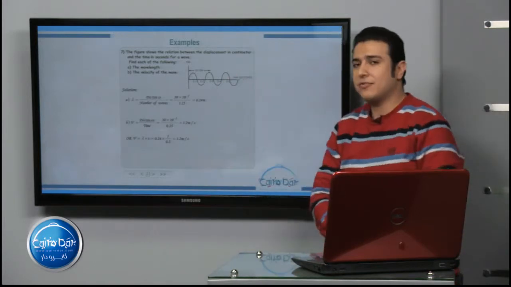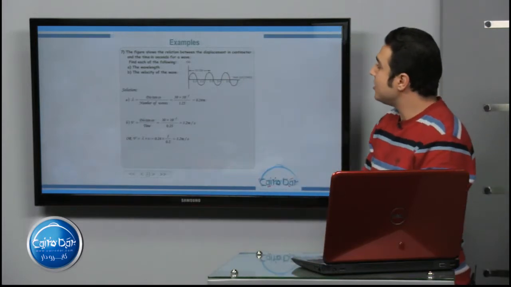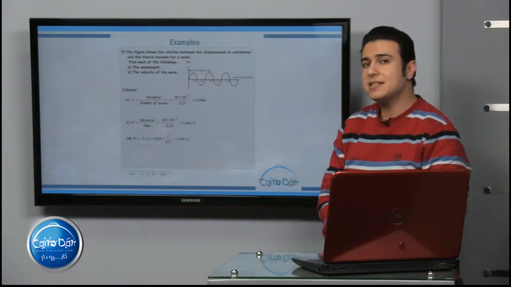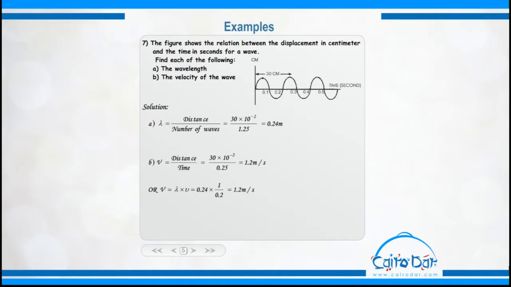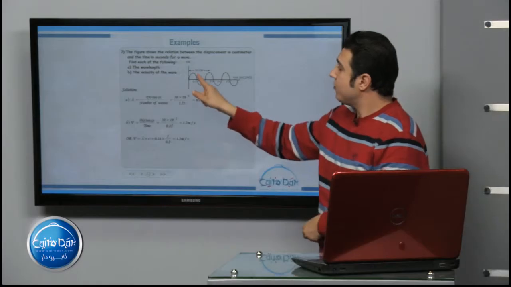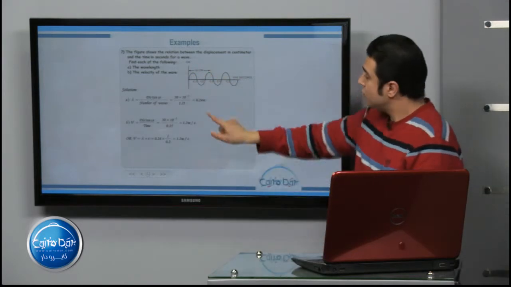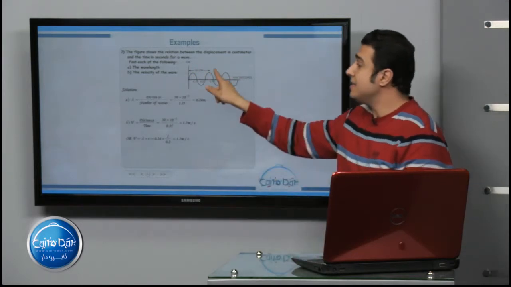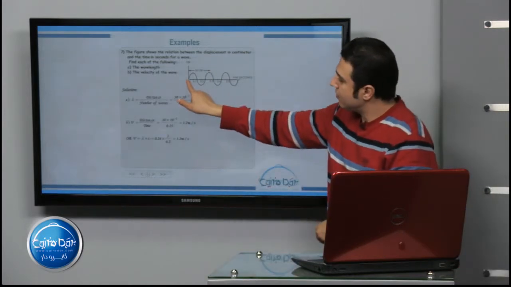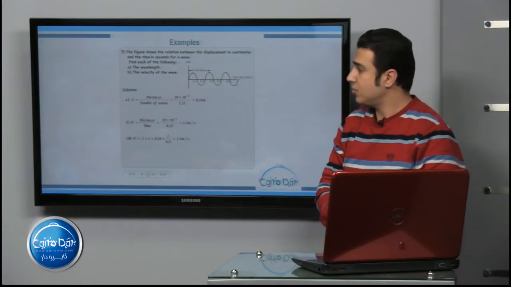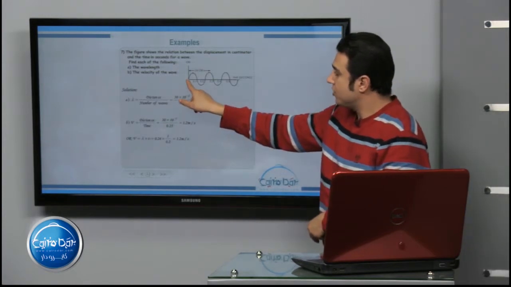As you see from this graph, we have the relation between the displacement in centimeters and the time in seconds. I want to calculate the wavelength and the velocity of this wave. First of all, if you look very well at this graph, from this point to this crest, the distance is 30 centimeters. We start here from the original position. This is the zero origin point.